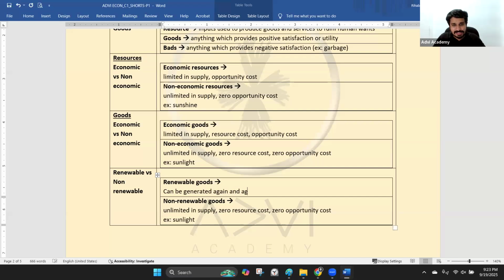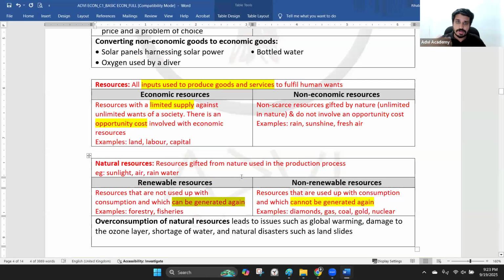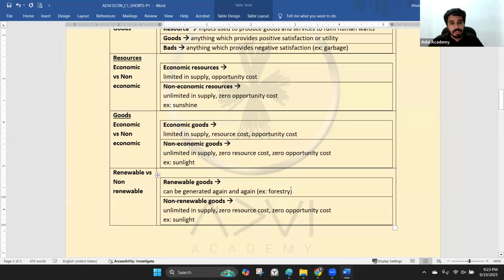For an example, trees, right? Example is forestry or fisheries. The more you cut, you can still grow and grow. If you don't grow, then sorry. But you can grow and grow now. So you cut and grow and grow also, it becomes renewable. But there are non-renewable resources also, which cannot be generated again and again.